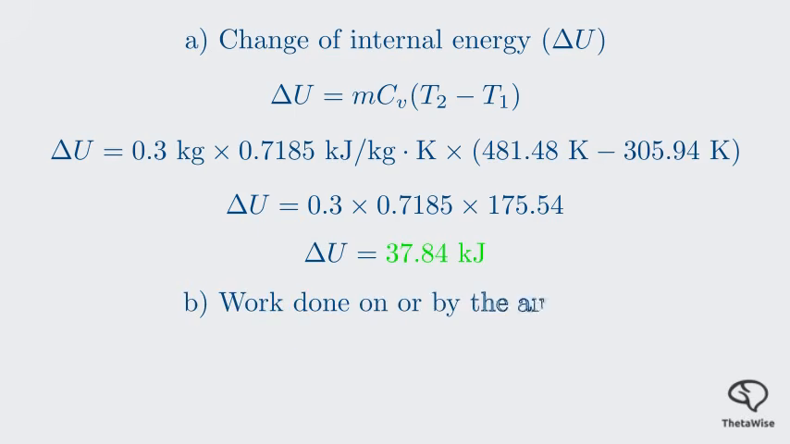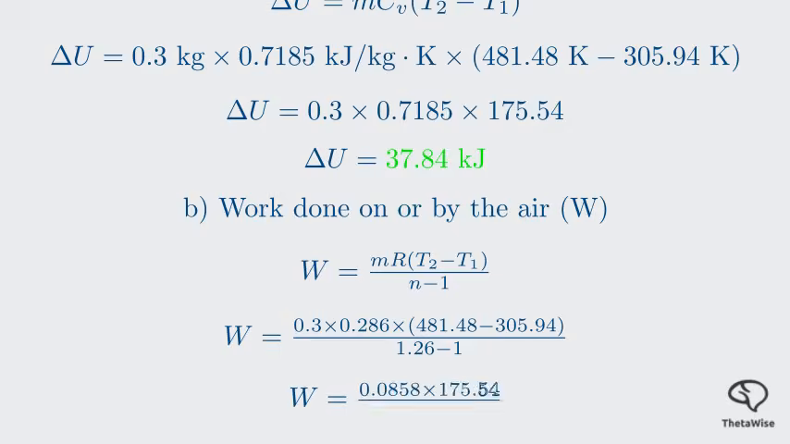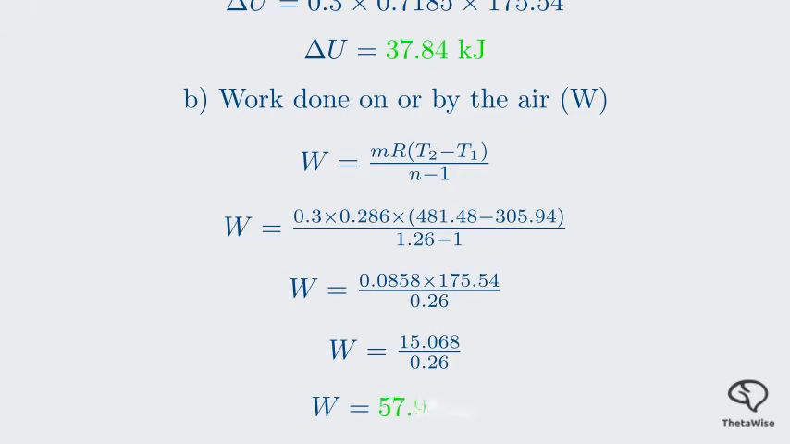Next, let's find the work done. We'll use the formula W equals mR delta T over (n minus 1). Substituting the values, we get W equals 57.91 kilojoules. The negative sign confirms that work was done on the air during compression. This is the work required to compress the gas.